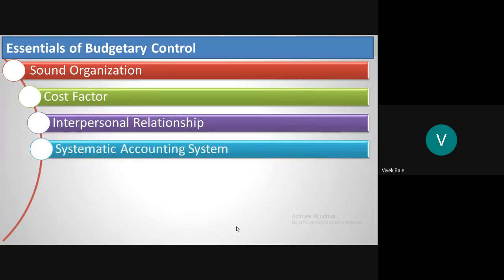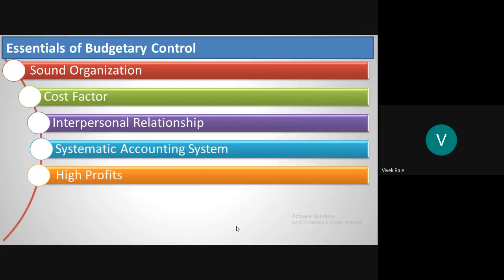Fourth point in the essentials of budgetary control is systematic accounting system. In every organization, it is necessary that management can hold the concerned person responsible in terms of monetary transactions. It means monetary transactions should be handled by the concerned person, one who has the accounting knowledge. Therefore, this is an essential of budgetary control.